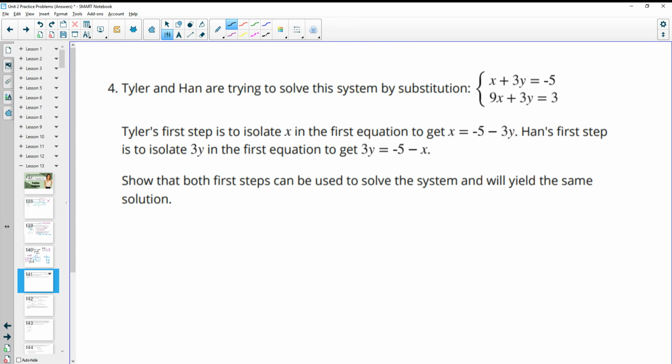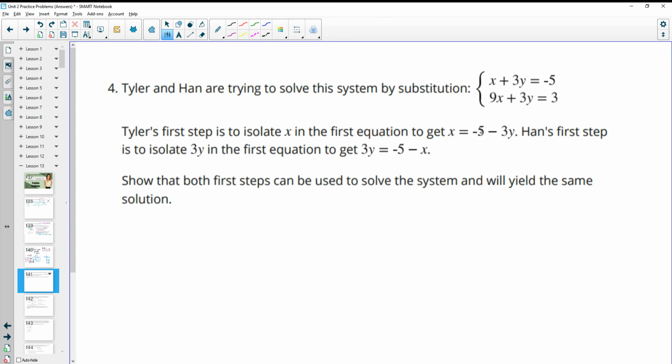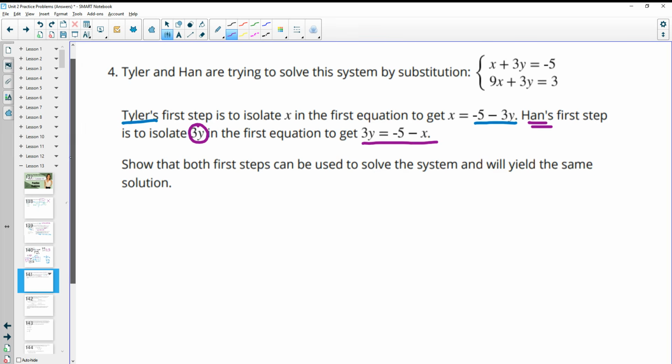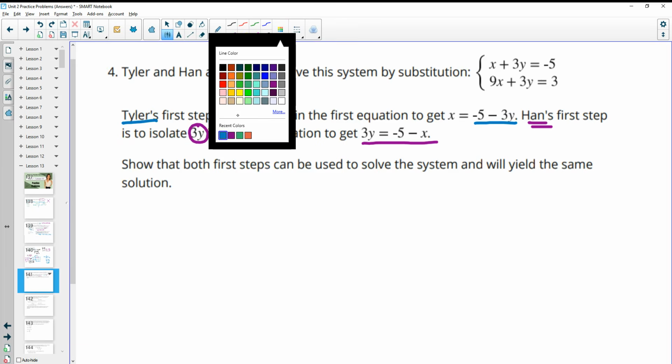Number 4, Han is trying to solve this system by substitution. The first step is to isolate the x in the first equation to get x equals negative 5 minus 3y. That was Tyler's first step. Han's first step is to isolate the 3y in the first equation and get that 3y equals negative 5 minus x. Show that both first steps can be used to solve the system and will yield the same solution. So let's take a look here at Tyler's.